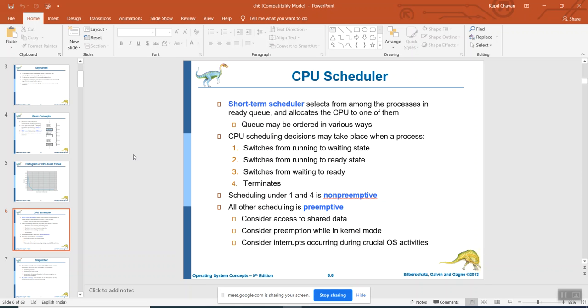Simply we can remember these four situations, 1, 2, 3, 4. 1 and 4 apply to the non-preemptive, and second and third apply to the preemptive. The process that we can stop is preemptive. The process that we cannot stop is non-preemptive. Non-preemptive is what we cannot stop, and preemptive is what we can stop.